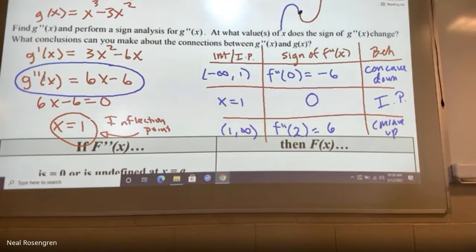Now, does the second derivative tell me everything? No. Just like the first derivative didn't tell me everything, but at least I know something. It's really about putting the two together that's going to make this thing worthwhile. Okay. We've got 5 minutes, right? Should we fill out that little table there? Let's do it. I like it.